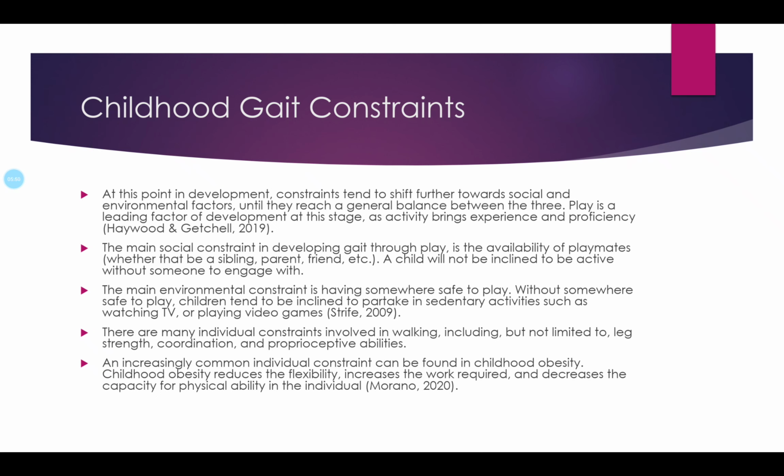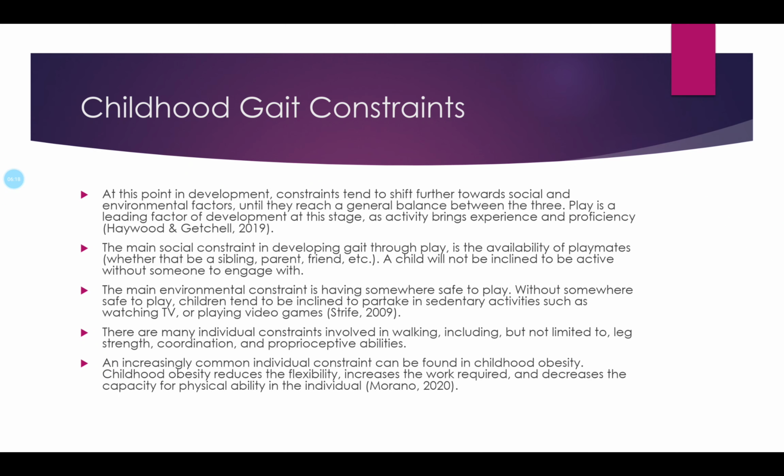The main social constraint in developing gait through play is the availability of playmates, whether that's a parent, sibling, friend, whatever. A child will not be inclined to be active without someone to engage with. The main environmental constraint is having somewhere safe to play. Without somewhere safe to play, children tend to be inclined to partake in sedentary activities such as watching TV or playing video games.